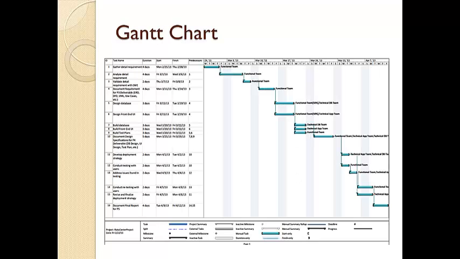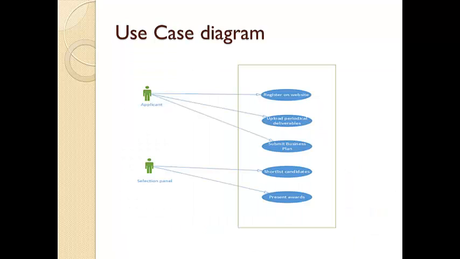The Gantt chart shows the project schedule and the tasks to be performed. We started the project on February 25th and we were able to finish it on April 16th. It took us 45 days to finish the project. This shows the use case diagram for a particular program called Business Plan Competition. It shows the primary business actors and the business events associated with them.